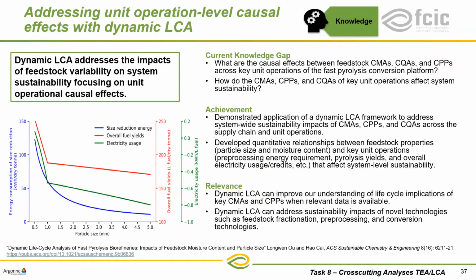Let's talk a little bit about the sustainability impacts. And this is work coming out of our colleagues at Argonne. They looked at dynamic life cycle analysis to look at the impact of particle size on sustainability metrics. As many of you are probably aware, smaller particle size going into pyrolysis will give us an improvement in fuel yield. That's the red line on this plot. As particles get smaller to the left of that plot, the yield goes up. Unfortunately, so does the energy required to do that size reduction, to do that comminution.